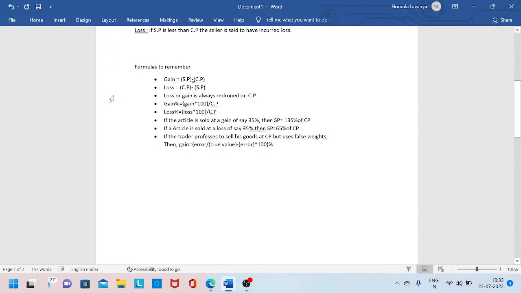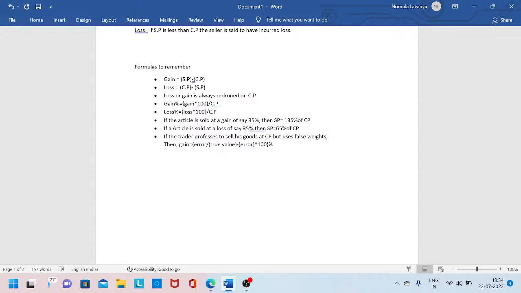So I'll just read it out for you. The formulas to be remembered. Gain equals sales price minus cost price. For the loss, it would be cost price minus selling price. Loss or gain is always dependent on cost price. One more formula, the fourth one: gain percentage equals gain into 100 slash cost price. For the loss it's the same, but loss into 100%.